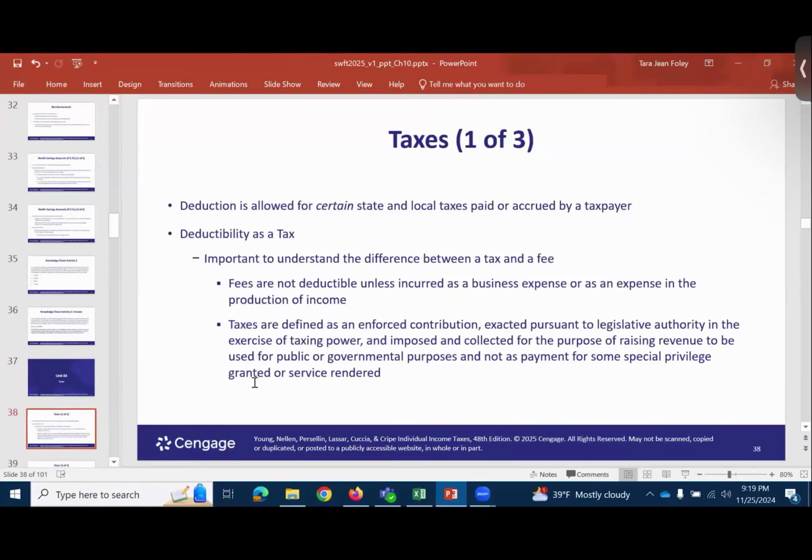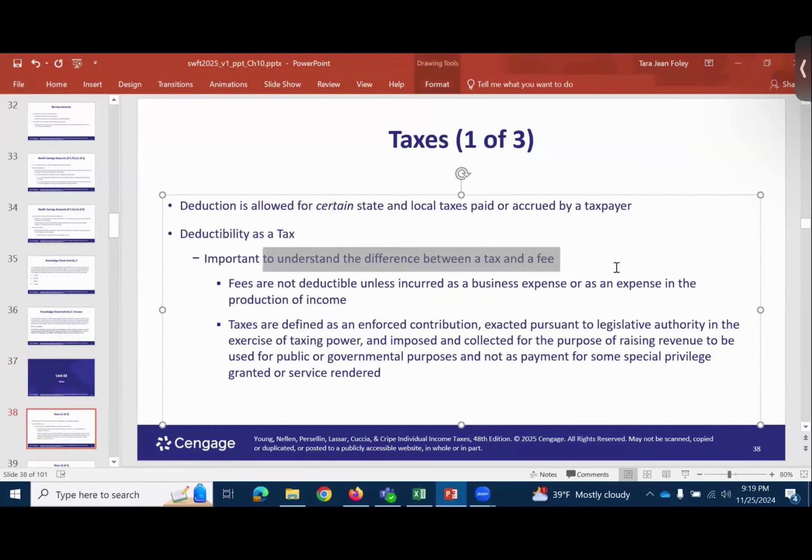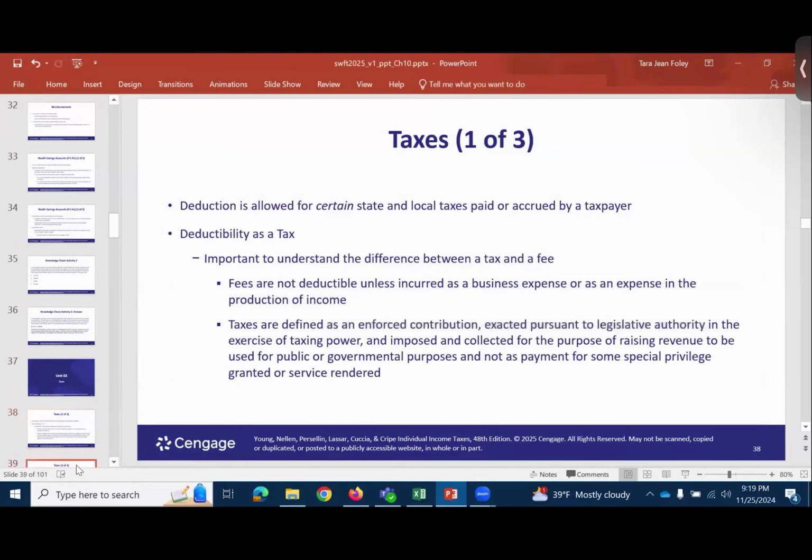Taxes. State taxes. What's a tax and what's a fee? Fees are not deductible. Taxes are based on what the law says, what you have to pay taxes on.